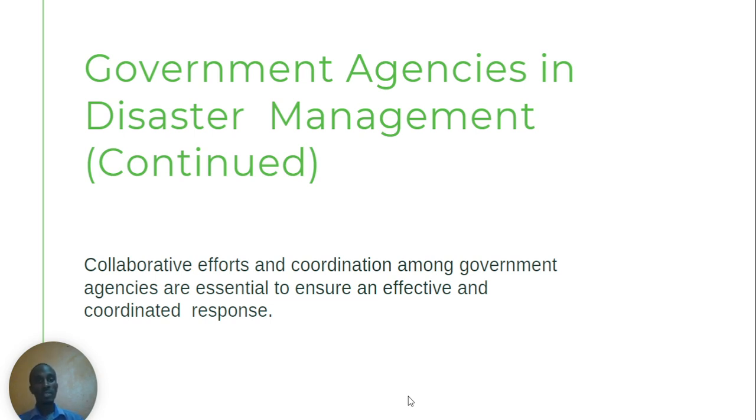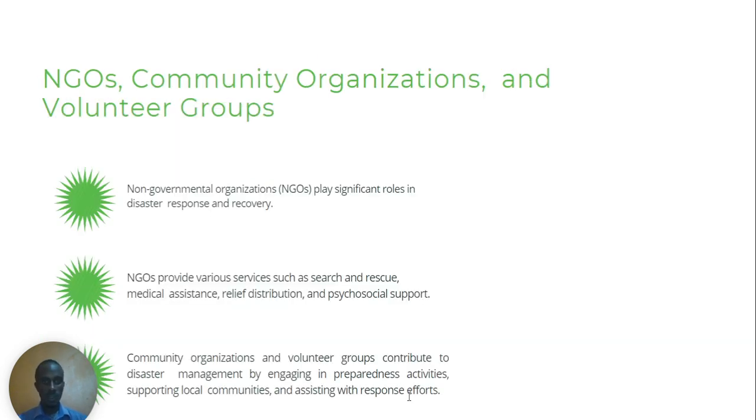So, collaborative efforts and coordination among government agencies are essential to ensure an effective and coordinated response. If you need your response to be coordinated and effective, then you need to encourage collaboration between the government agencies, the community based organizations, the non government organizations, and the community itself through their leaders. That collaboration will enable you to have an effective and coordinated response.